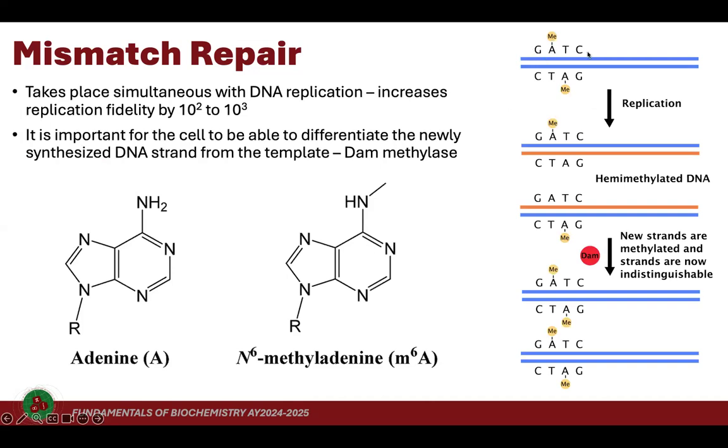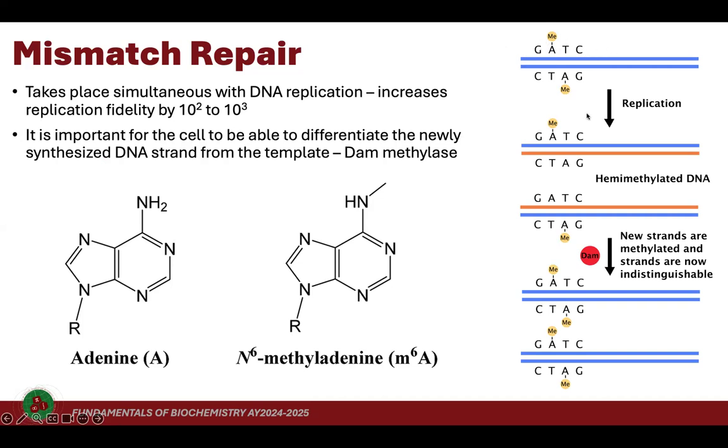So the DAM methylase methylates adenine. To be more specific, it doesn't randomly methylate all of the adenines in the DNA molecule of your E. coli. It has to be an adenine found in the sequence GATC. So it methylates all of those adenines found in the GATC sequence.